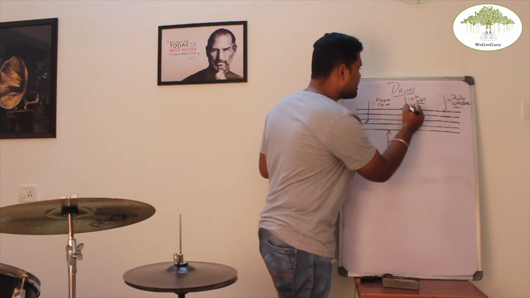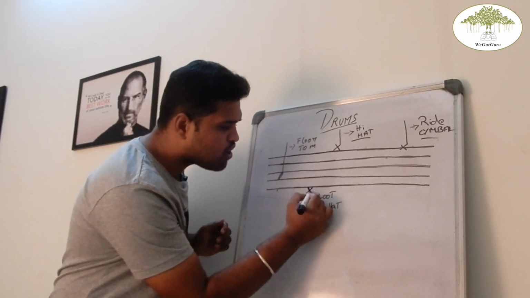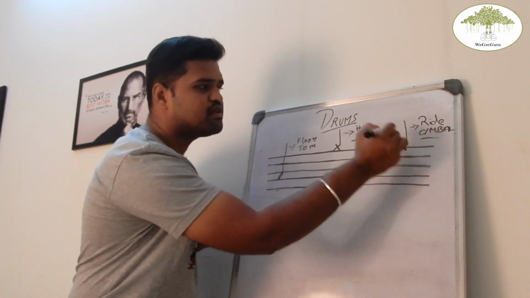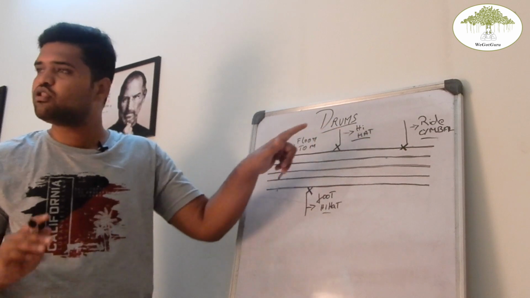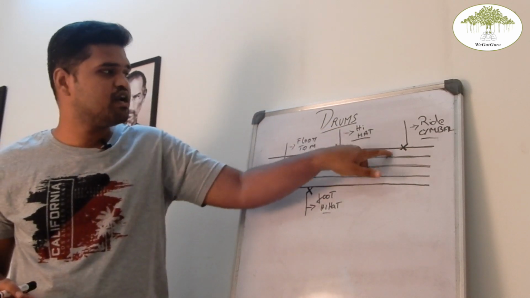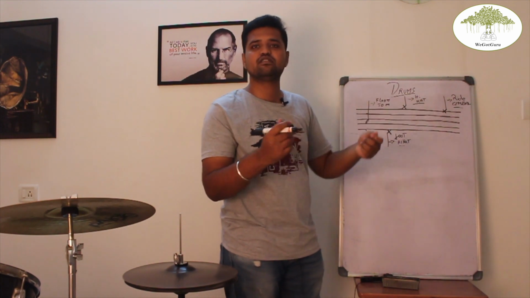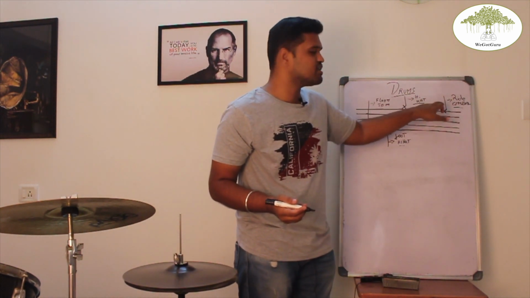Cymbals like the hi-hat, crash and ride will be noted with a cross. You can see the hi-hat and ride symbol both look the same, but it depends on the position where it is, whether it is a crash, a ride symbol or a hi-hat.